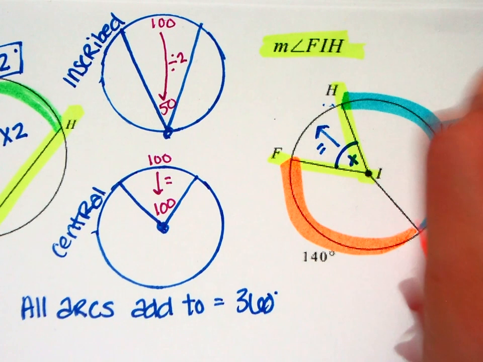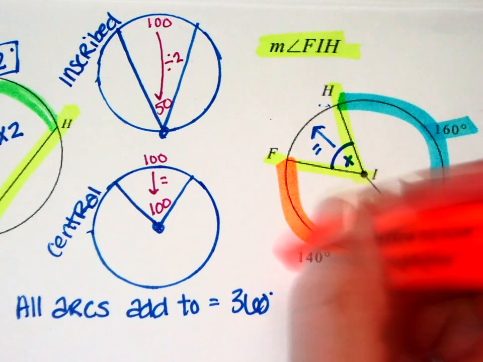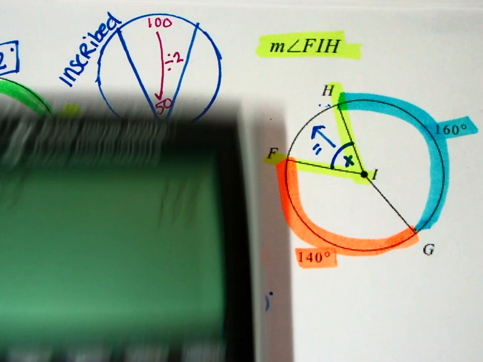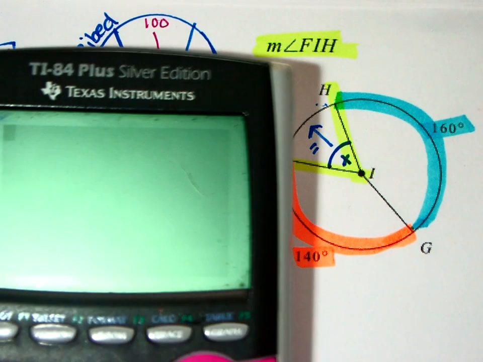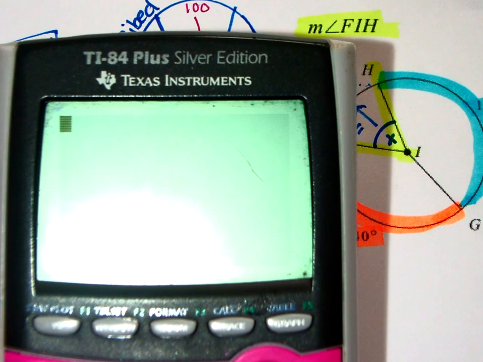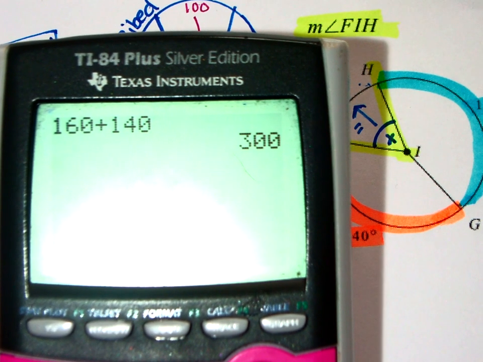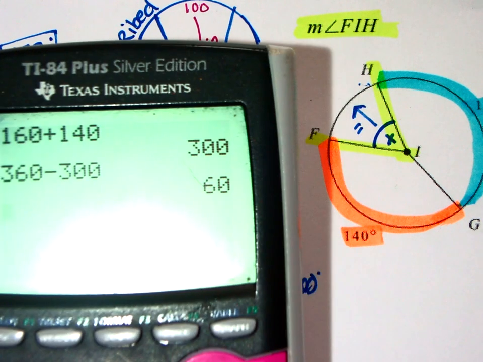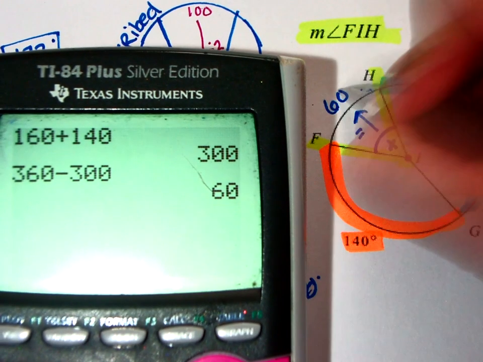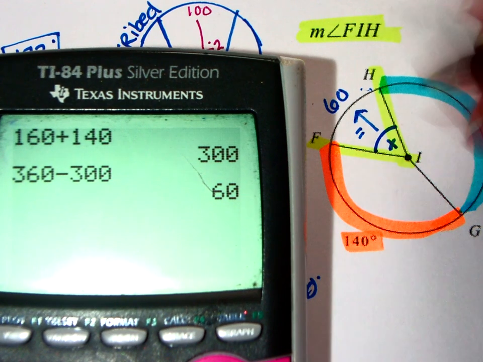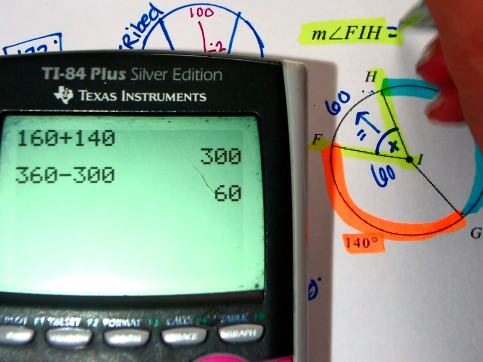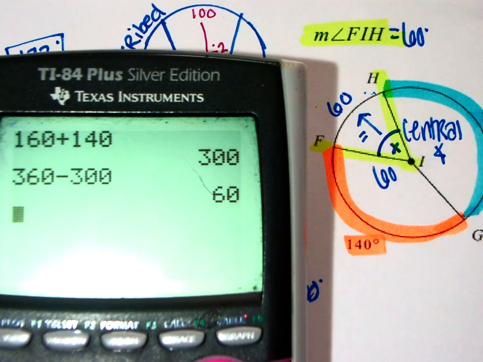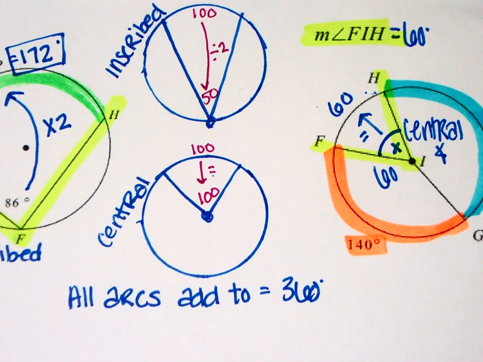Similar to triangles when we know they add up to 180, now I'm going to use the 140 and 160 to know that they have to add up to 360. On my calculator, 160 plus 140 is 300, and then 360 minus 300 is 60. So that lets me know that this unknown arc is 60 degrees. If I'm trying to find my angle that is central, my angle also has to equal 60 degrees, because central angles are equal to the arcs they intersect.